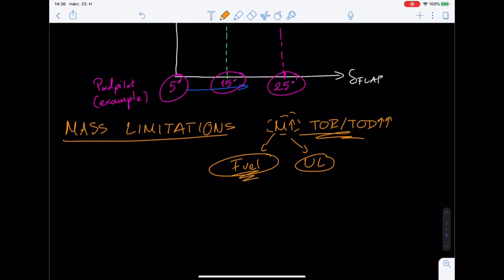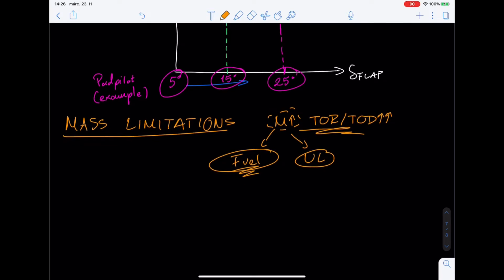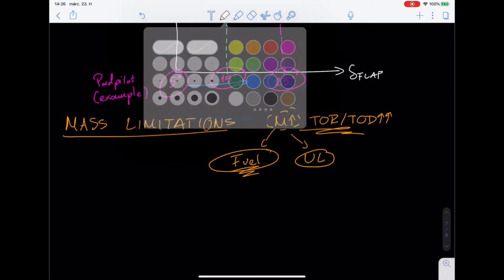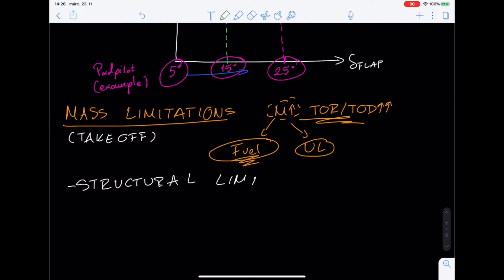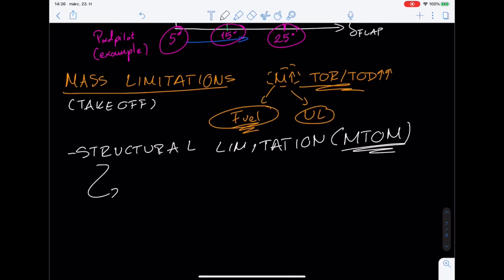So what we're going to have is basically limitations from multiple sides. The first limitation, which you might have already heard of, for the takeoff, is the so-called structural limitation, the so-called maximum takeoff mass, or sometimes referred to as the maximum takeoff weight.